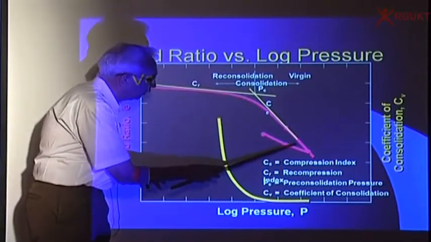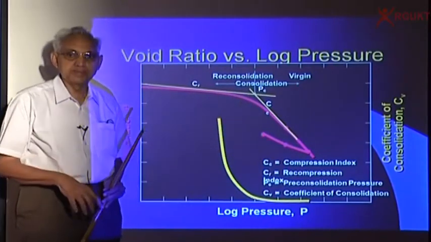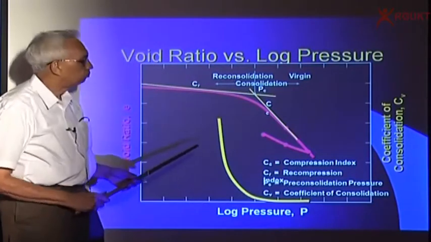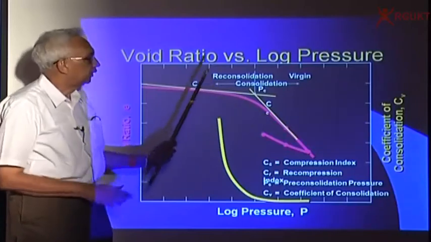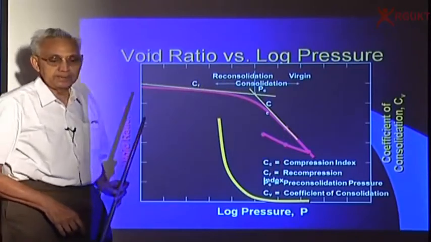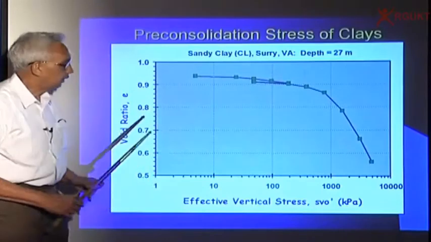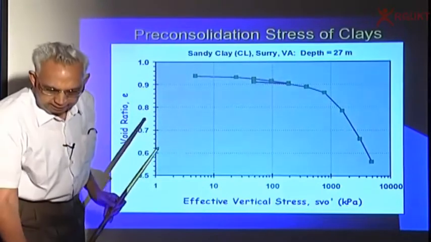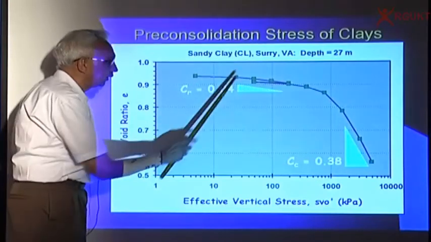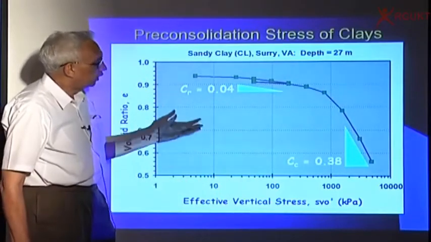And if I'm using the range of stresses beyond PC, the maximum pre-consolidation pressure, I have to use CC. So the loading to the right is called virgin consolidation, and to the left is called reconsolidation or reloading. This is how real life looks, and you can see here the slope here is something like 0.4 and the slope here is 0.38.